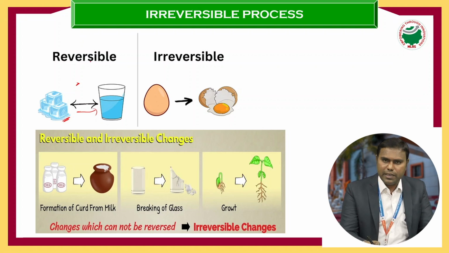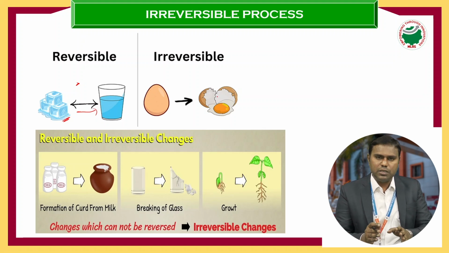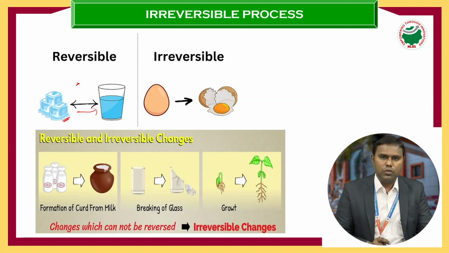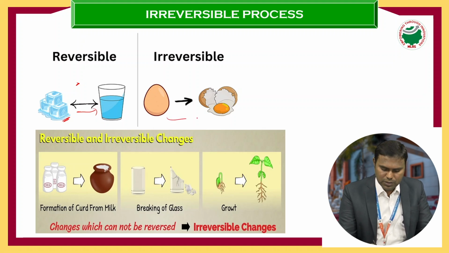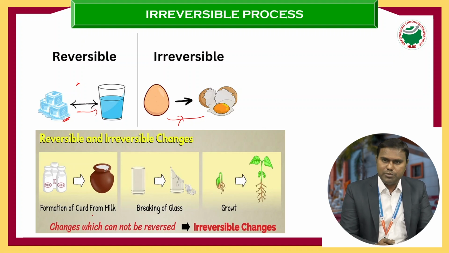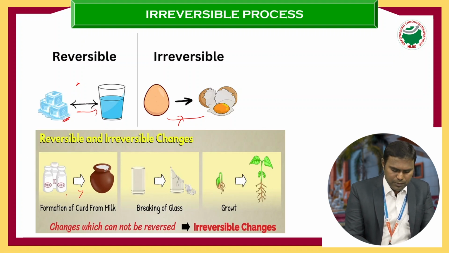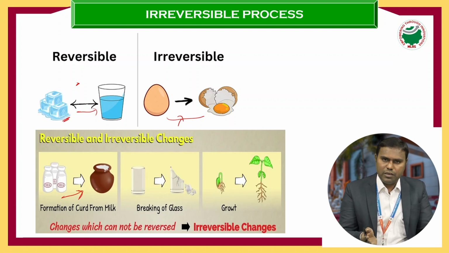In the second case, an irreversible process, if I take an egg and break the egg, then the reverse is not possible, we cannot form a new egg. So this is called an irreversible process. Again, the reversed process is not possible. One more example for an irreversible process: formation of curd from milk. Once I form the curd from the milk, the reversed process is not possible. Curd to milk is not possible.